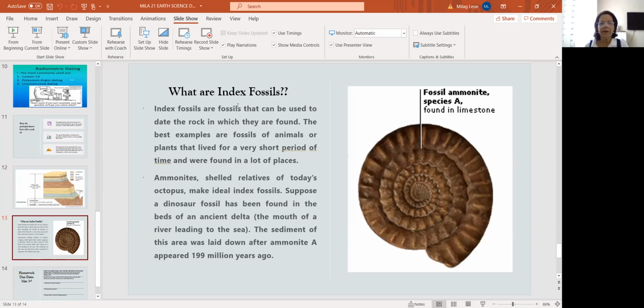We will talk also about what is an index fossil. In this case, we'll talk about the ammonite. Index fossils are fossils that can be used to date the rock in which they are found. The best examples are fossils of animals or plants that lived in a very short period of time and were found in lots of places.